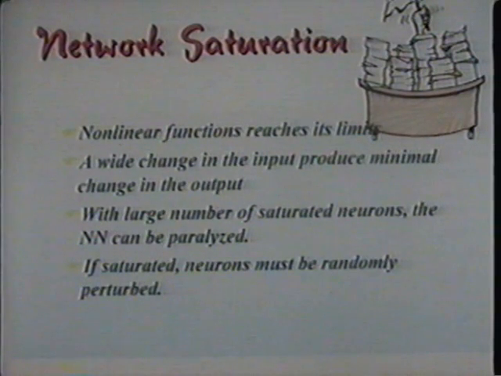If you have a large number of saturated neurons, the neural network can be paralyzed. Paralyzed means that the output of the neural network may not be sensitive to the input in this particular range. Now, what will happen if it's saturated? Very simple. You should randomly disturb the weights for that particular neuron, and then you continue with the testing. But it should be monitored very closely, and you should not allow more than maybe, say, 20% of the neurons to saturate. If they saturate, perturb the weights connected to the neurons that are saturated, and then continue with the training process.